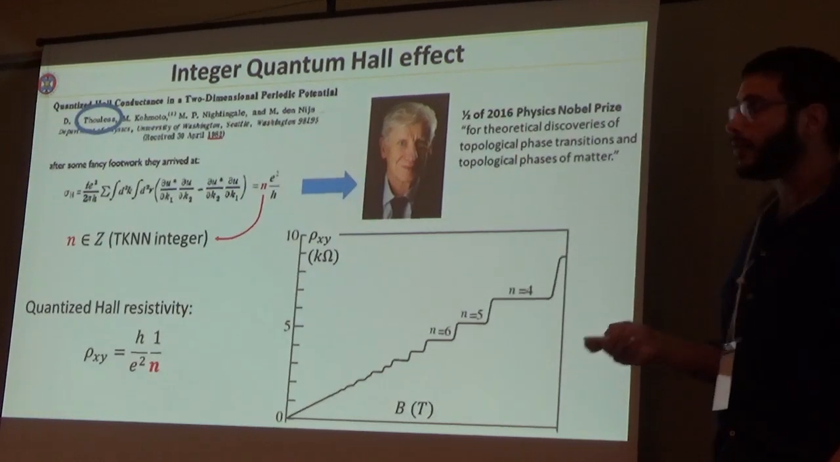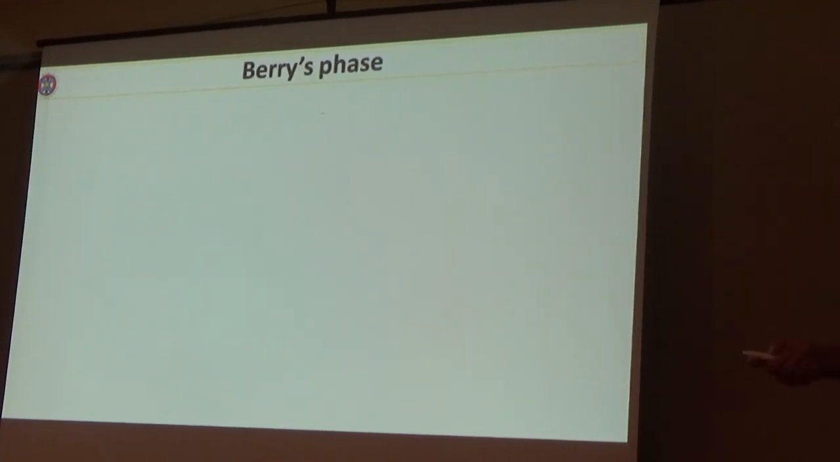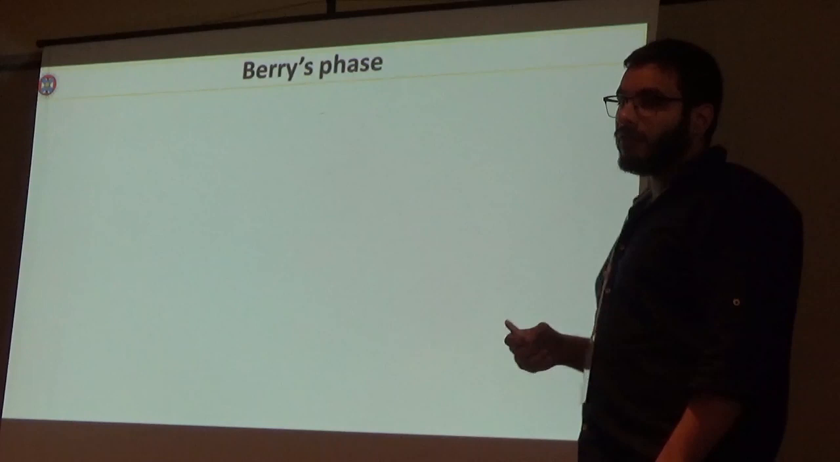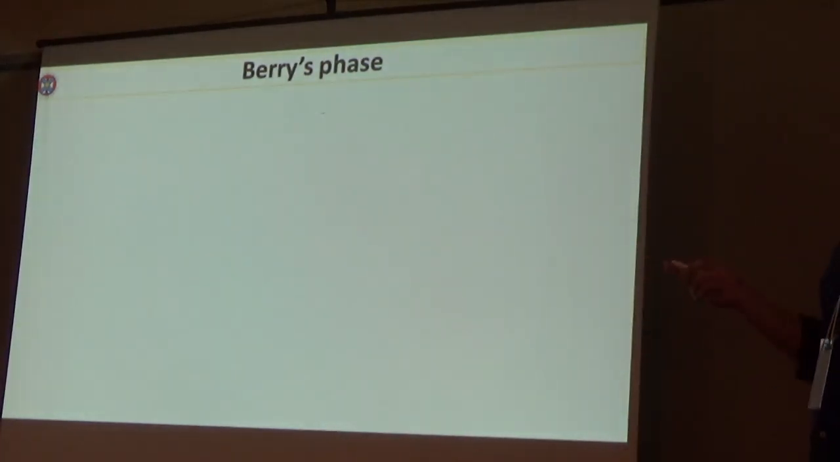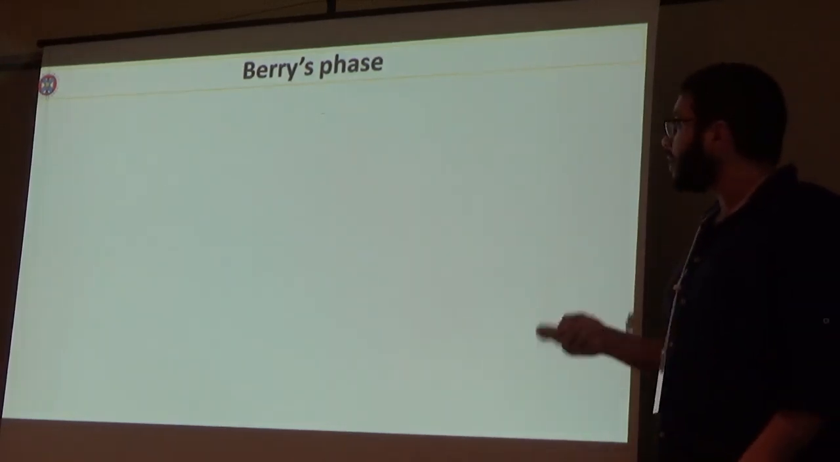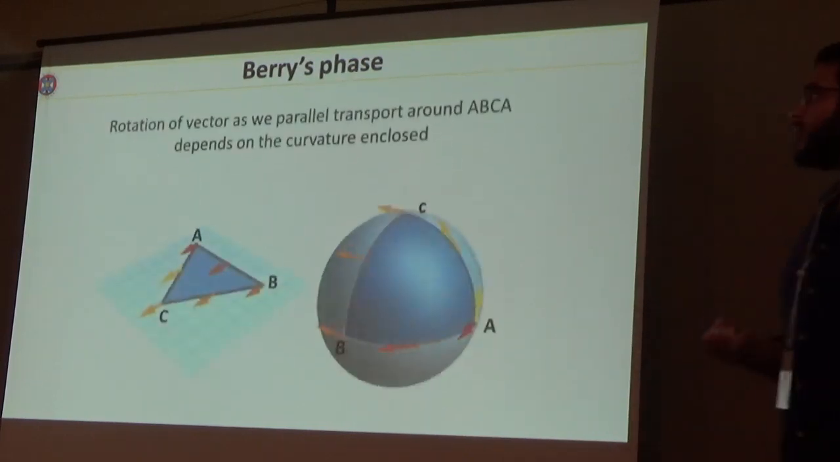for his work on topological matter. Now, I'm going to talk to you about a very fundamental topic in quantum physics that was discovered about 65 years after they thought they had completed the theory of quantum mechanics, and it's Berry's phase. But let's motivate it first geometrically.